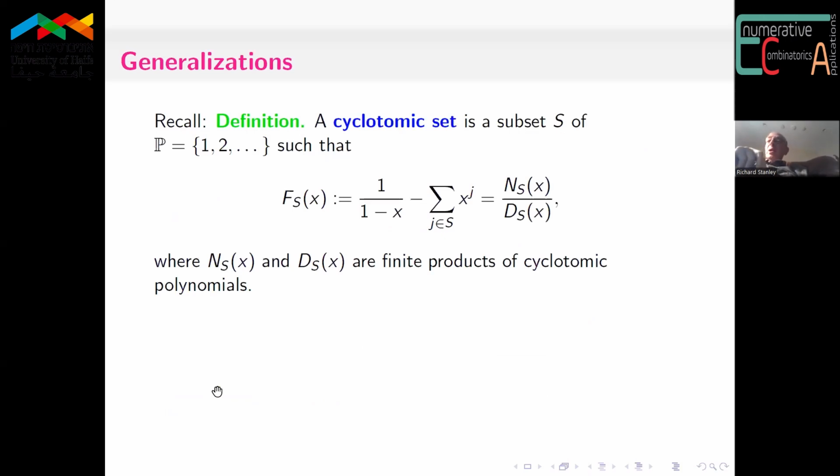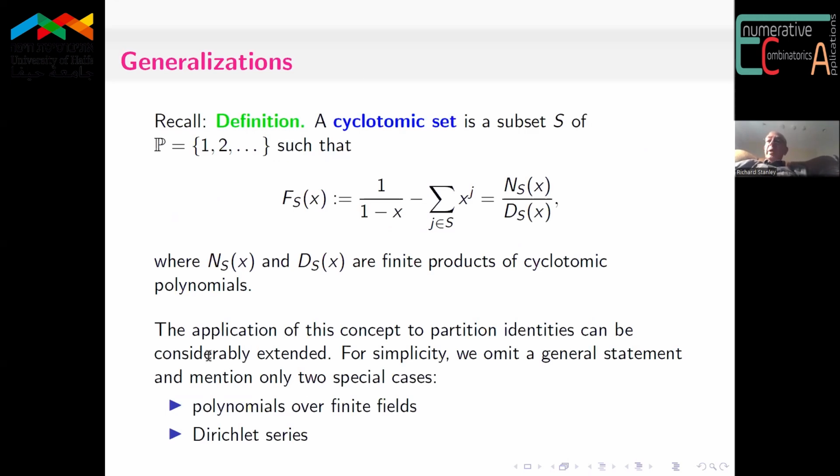Okay, so let's try to generalize this technique I use for getting partition identities to other contexts. So I recall my definition of a cyclotomic set, and I want to extend this phenomenon here, where this identity yielded products of cyclotomic polynomials, to other situations.